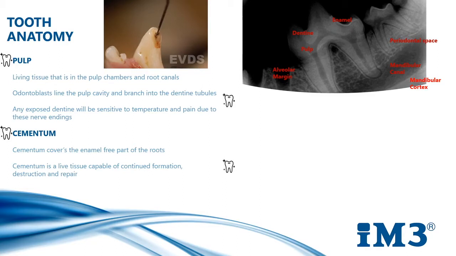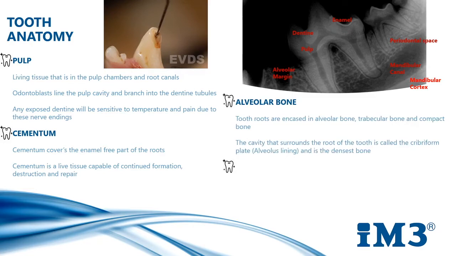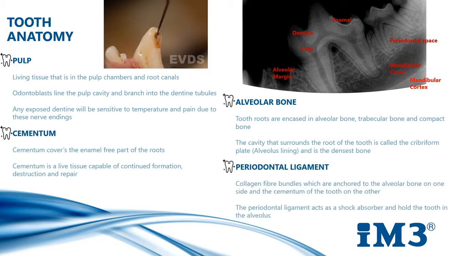Tooth roots are encased in alveolar bone, trabecular bone, and compact bone. The cavity that surrounds the root of the tooth is called the cribriform plate, which is the densest bone. On X-rays, it can be seen as a white line called the lamina dura. X-rays are necessary to assess any trauma that has been caused to the alveolar bone and the dental structures.